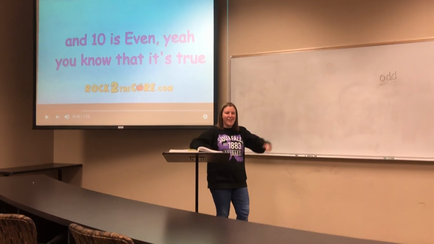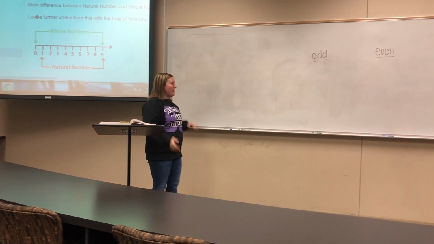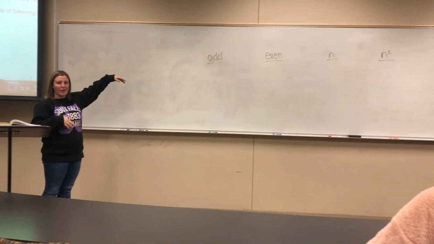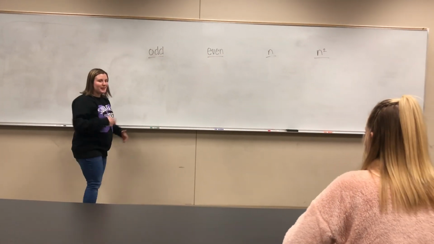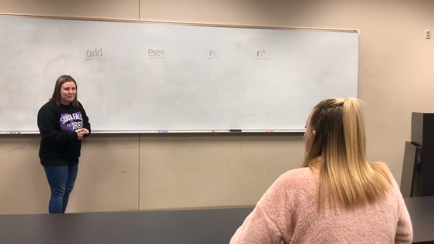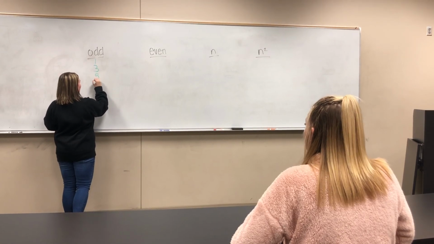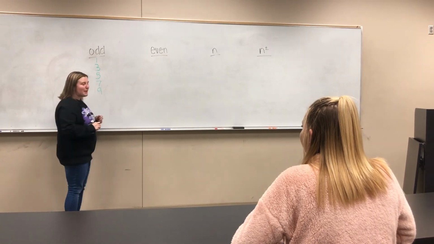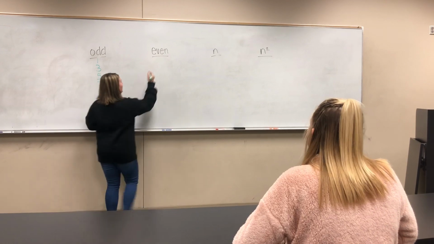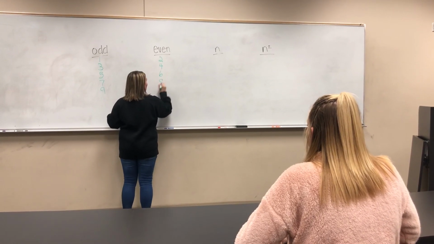So there's our video about odd and even numbers. So now we're going to put all that we learned onto the whiteboard. So I'm going to need your help, Miss Alyssa. What are our odd numbers? 1, 3, 5, 7, 9. Good job. And do you remember our even numbers? 2, 4, 6, 8. Good.